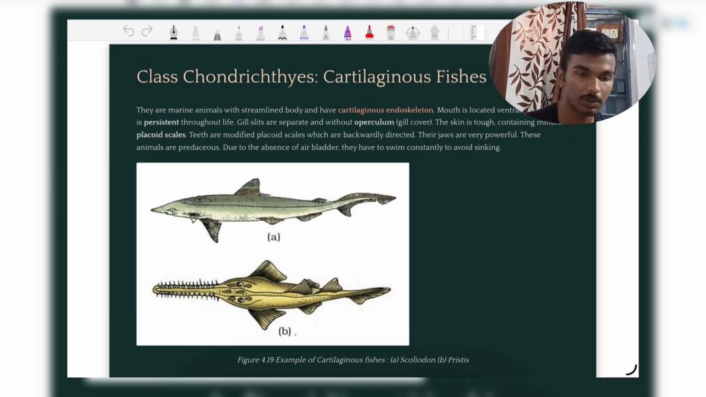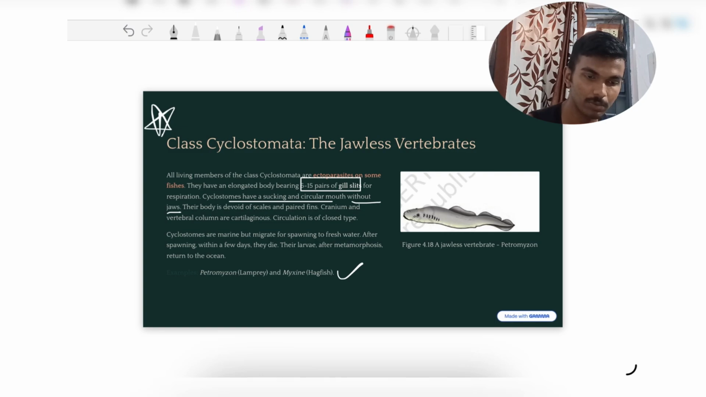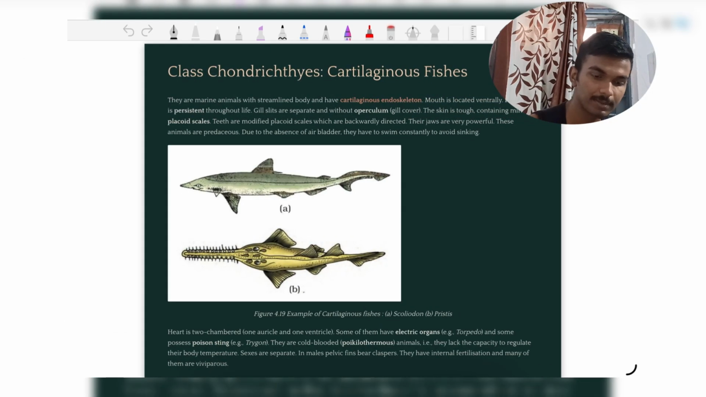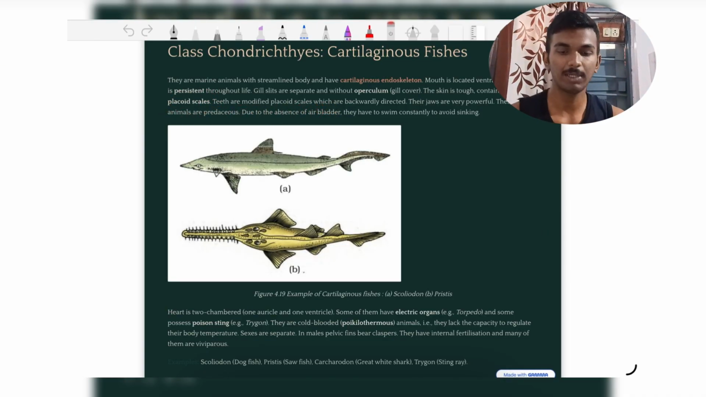Class Chondrichthyes, cartilaginous fish. These are class Cyclostomata. This is Chondrichthyes. They are marine animals with a streamlined body and have a cartilaginous endoskeleton. Mouth is located ventrally. Notochord is persistent throughout life. Gill slits are separate and without operculum, the gill cover. The skin is tough, containing minute placoid scales. Teeth are modified placoid scales which are backwardly directed.